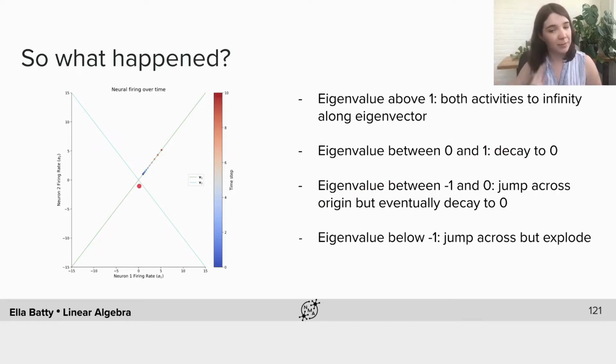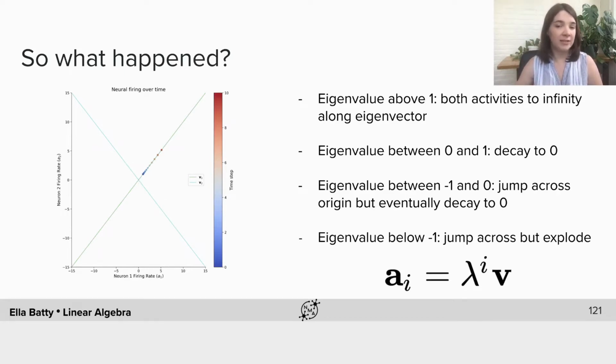And if the eigenvalue was below -1, again, there was jumping across the origin, but the activities got bigger and bigger in terms of being closer to negative infinity or positive infinity and eventually explode. And all of that, you could have actually guessed just by thinking through this equation. So the activities at a time are equal to the eigenvalue raised to that time power times the eigenvector. So if you have an eigenvalue above 1, a value that's above 1 to the ith power will be huge. So that's why the activities explode, because this becomes huge.